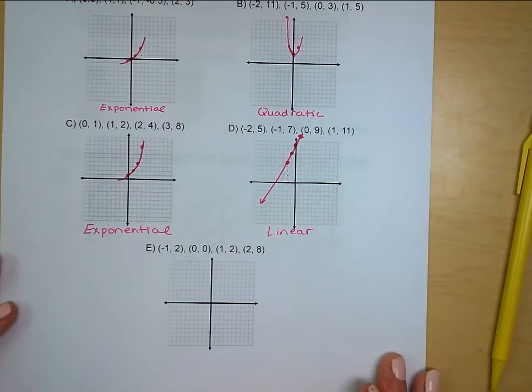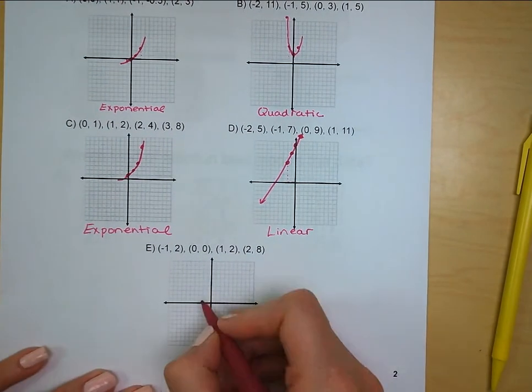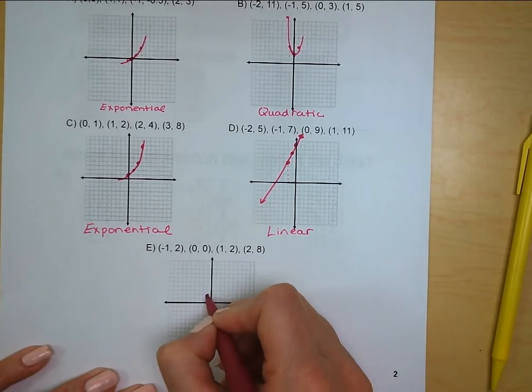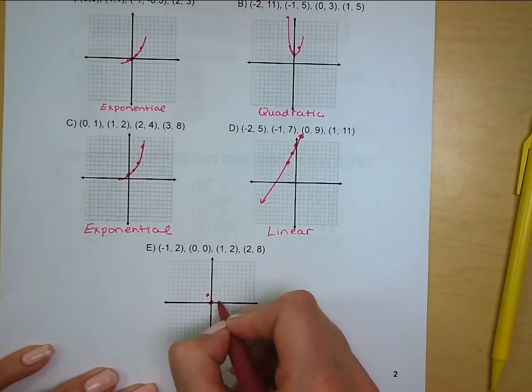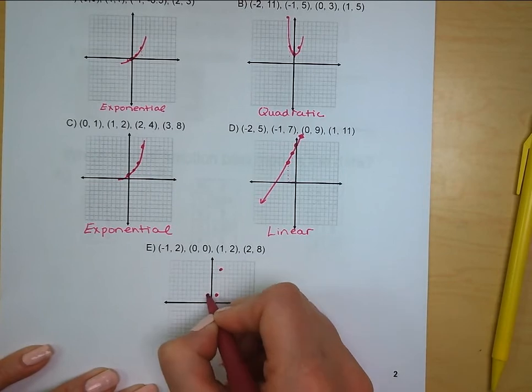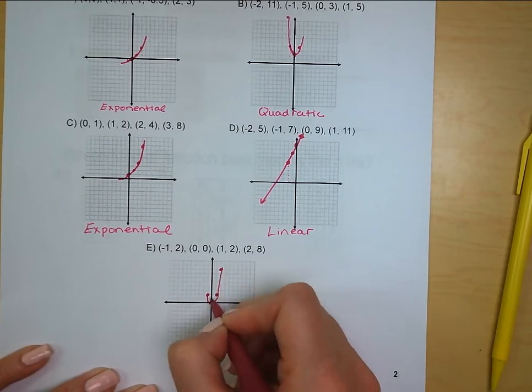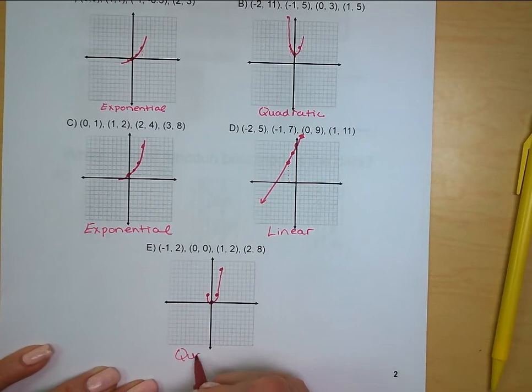And our last one, again, let's graph our points. Negative 1, 2, 0, 0, 1, 2, and 2, 8. So again, we have that U shape. It's going to be a quadratic because that is a parabola.